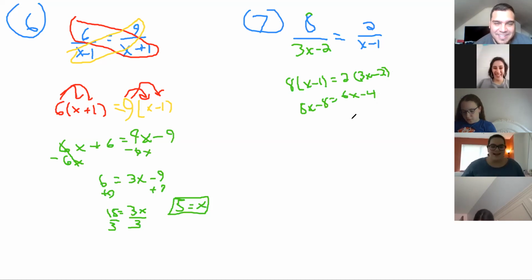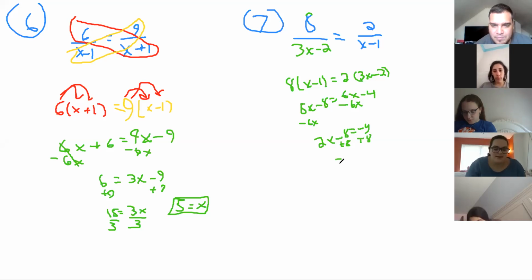Then you subtract 6x on each side and add 8 on each side. All right. And then what's the end part? Then you have 2x equals 4, and then you divide each side by 2, and then you have x equals 2. Good job. Thank you, Eliza.